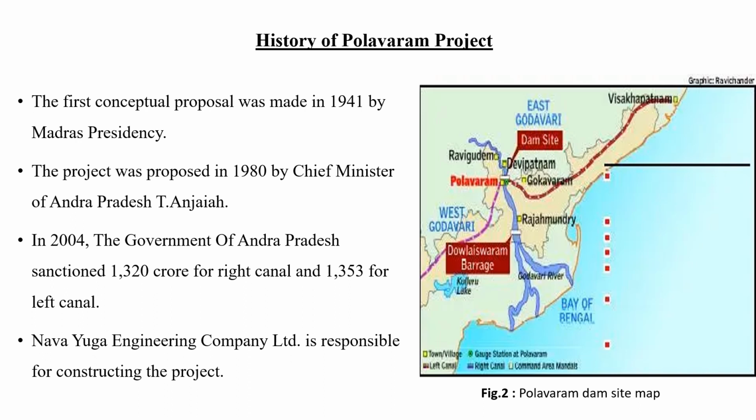So, the first conceptual proposal was made in 1941 by Madras Presidency. The project was proposed in 1980 by Chief Minister of Andhra Pradesh T. Anjay. In 2004, the government of Andhra Pradesh sanctioned 1,320 crores for right canal and 1,353 for left canal. And Navyog Engineering Company Limited, this is the private company, is responsible for constructing the project.